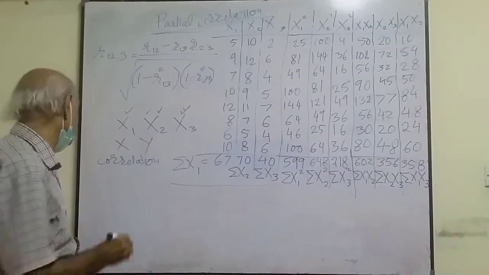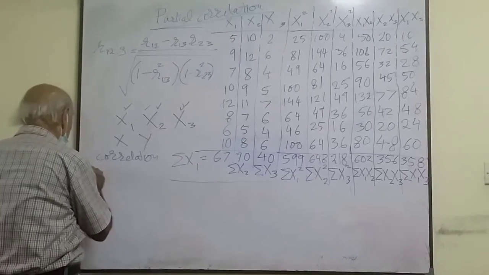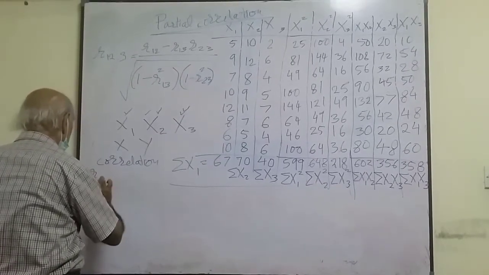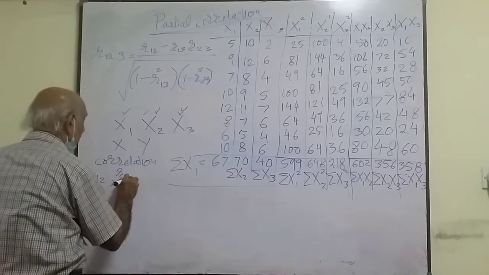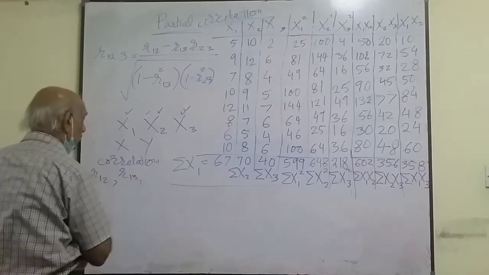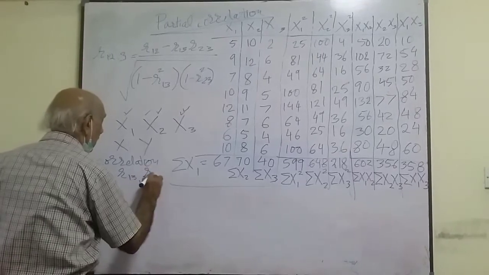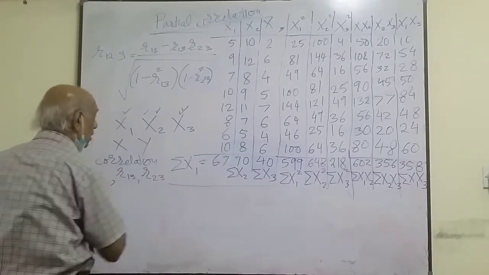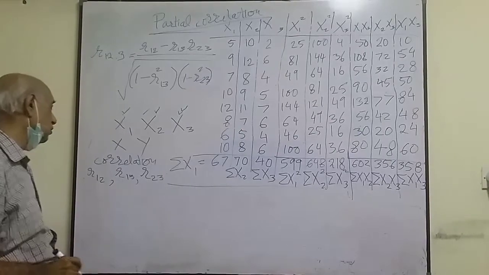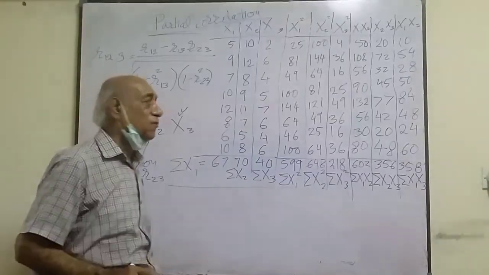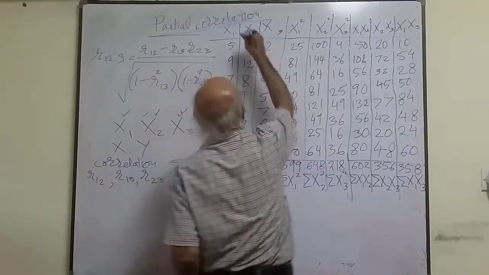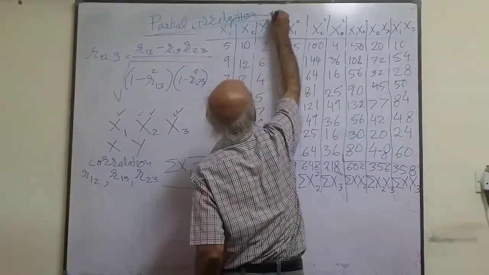We need the correlation coefficient between each of the variables. So what we need is R12, the correlation between variable 1 and 2, R13, the correlation between variable 1 and 3, and R23, the correlation between variable 2 and 3. We need these correlations. So for this we set our data as follows.